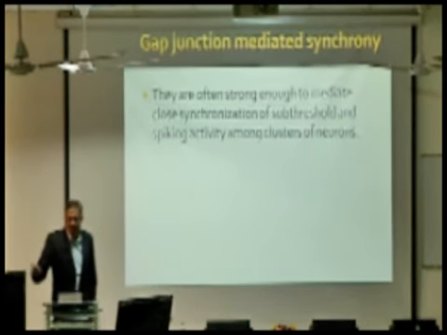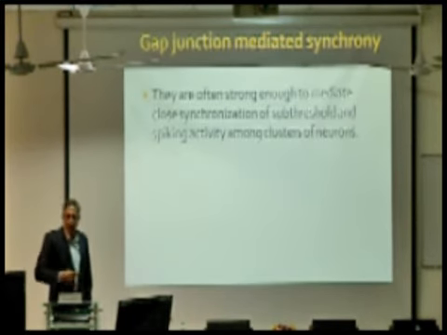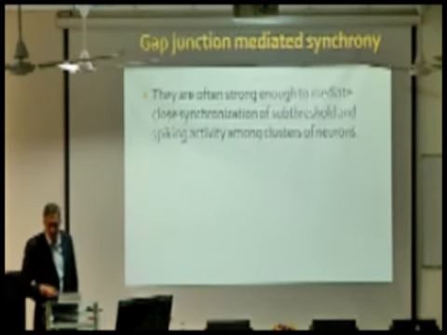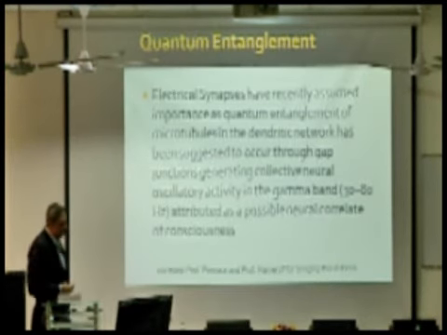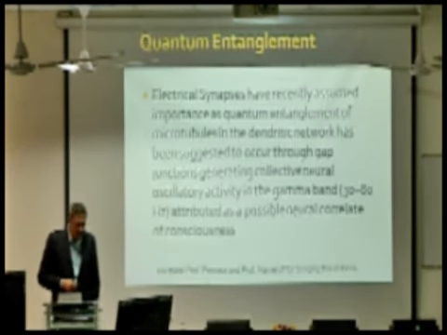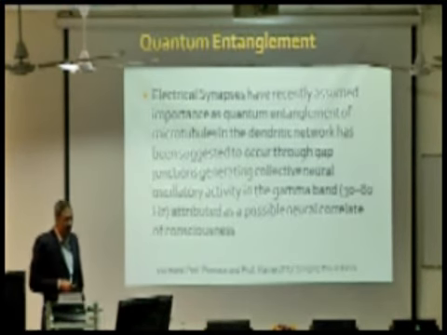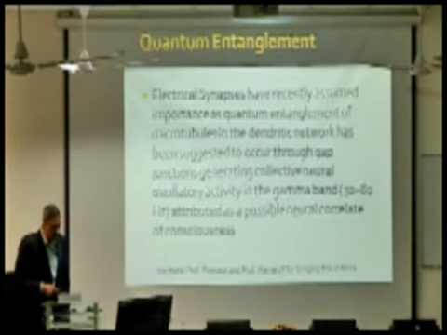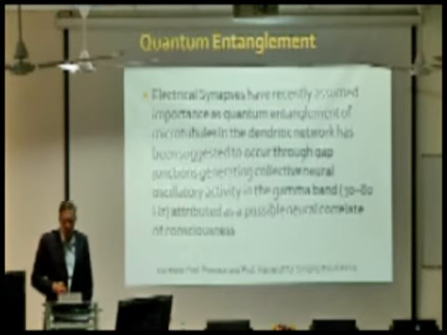So you don't require a physical connection. You can actually have a quantum entanglement through microtubules from one portion of the brain to another portion of the brain and can possibly synchronize it. Electrical synapses have recently assumed importance as quantum entanglement of microtubules in the dendritic network has been suggested to occur through gap junctions generating collective neural oscillatory activity in the gamma band of 30 to 80 Hertz, attributed as possible neural correlate of consciousness. And we thank Professor Hameroff and Professor Penrose for bringing this into focus.